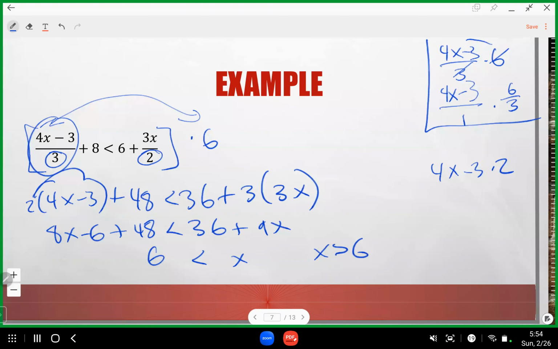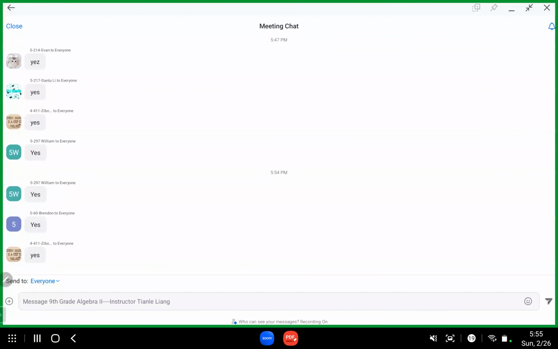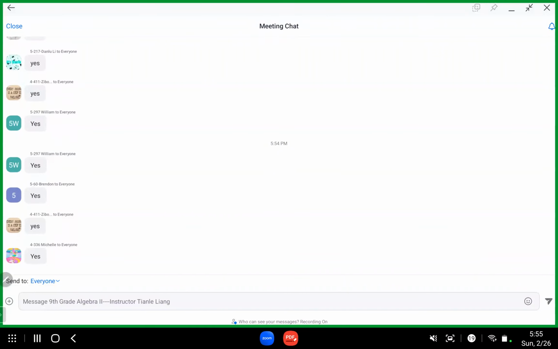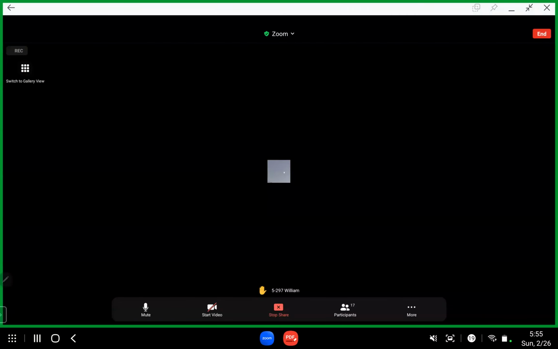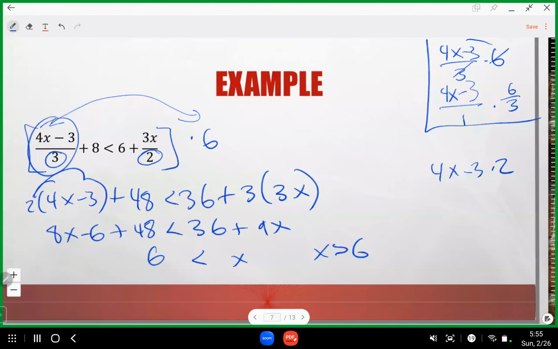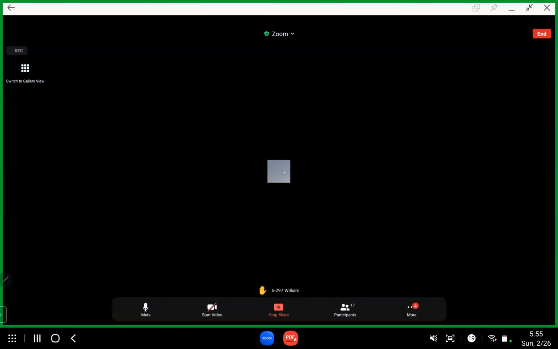So instead of using this notation, let's try to put it in interval notation. Now, everybody, I want most people to participate. So how would we put this in interval notation? Can everybody put in the chat your answers on how to put this in interval notation? All right. So infinity to 6. Very good. Well, not really. Actually, 6 to infinity should be the correct answer.